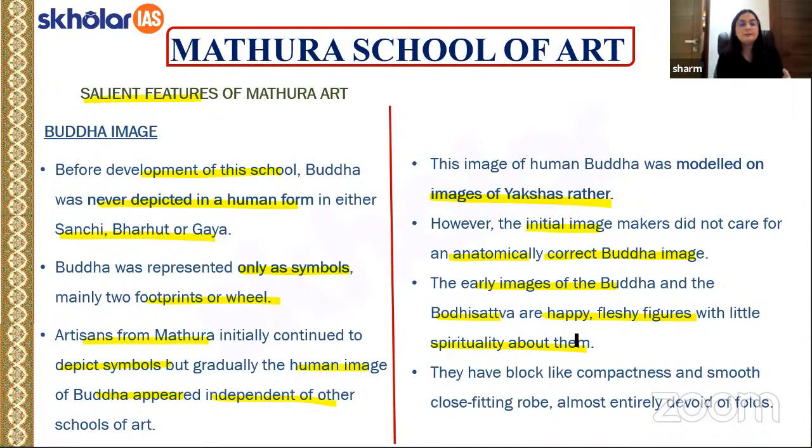And that Buddha is rather plumpy, it's fleshy. Okay, so that is something that was also incorporated in the sculptures of Mathura School of Art. It was not anatomically perfect, whereas if you will see the sculptures of Gandhara School of Art, you will see that the human imagery of Buddha is modeled upon Greek gods and goddesses, wherein there is a perfectly defined body. But this is something that was lacking in the initial depiction of Buddha from the Mathura School of Art perspective.